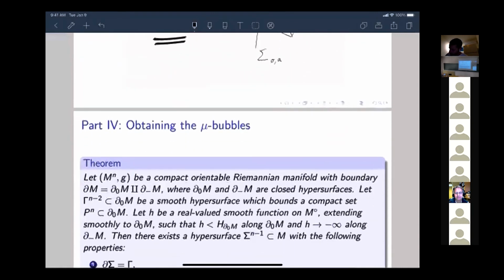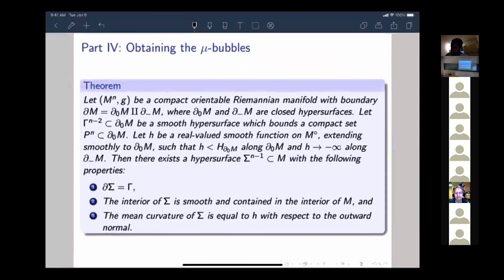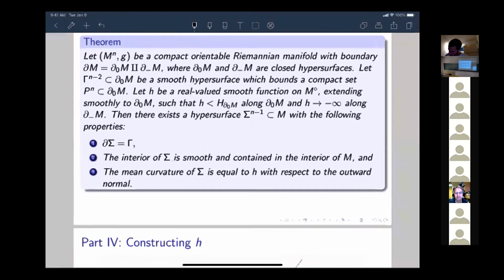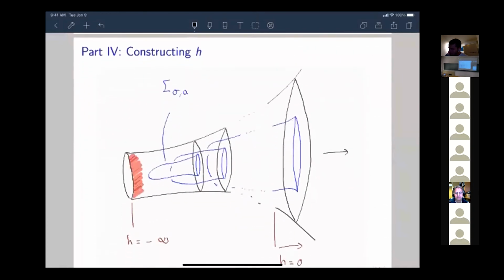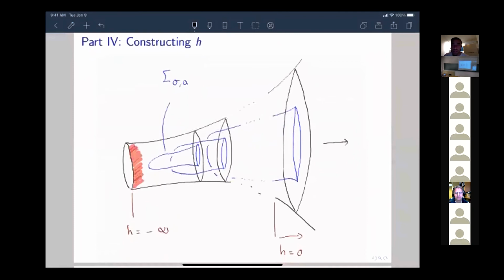So obtaining the mu bubbles using this kind of problem is doable. What you get is a regularity, and you get a prescribed mean curvature. As in the equations I showed you before, when you have the mu bubble, you get the mean curvature equation. And then what you do is you build a sequence of these things. So this is my picture for the sequence. You build a sequence for larger and larger little sigma.